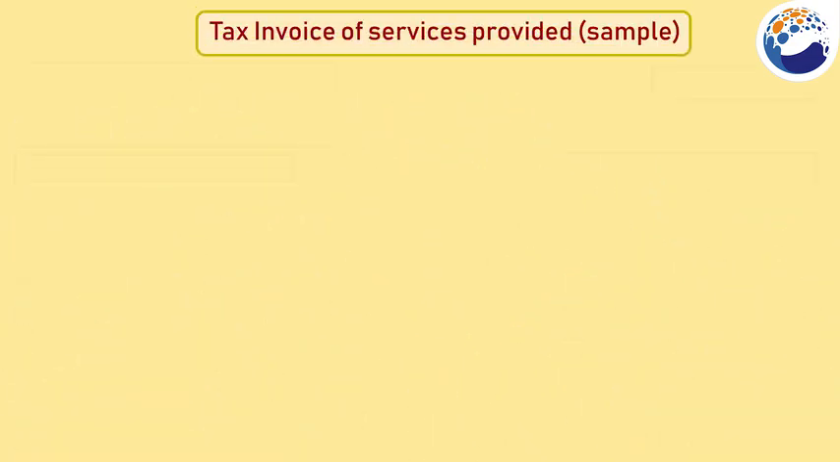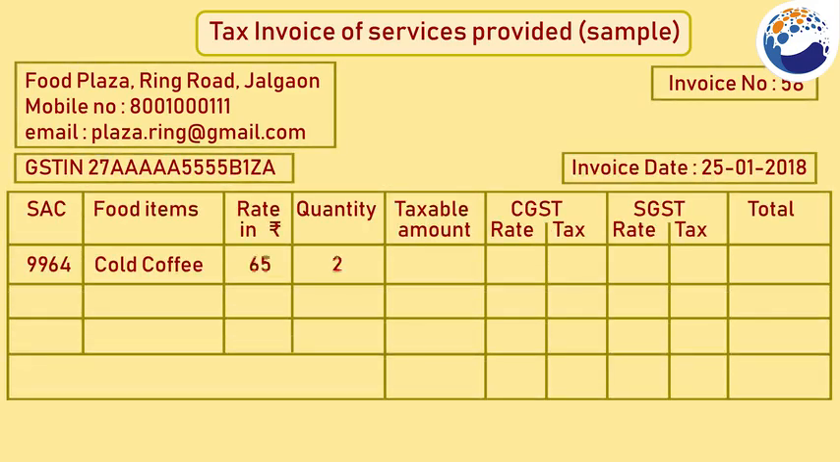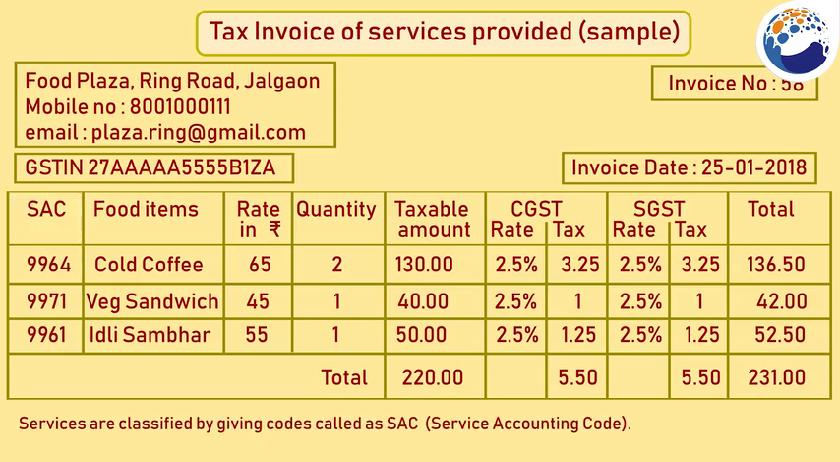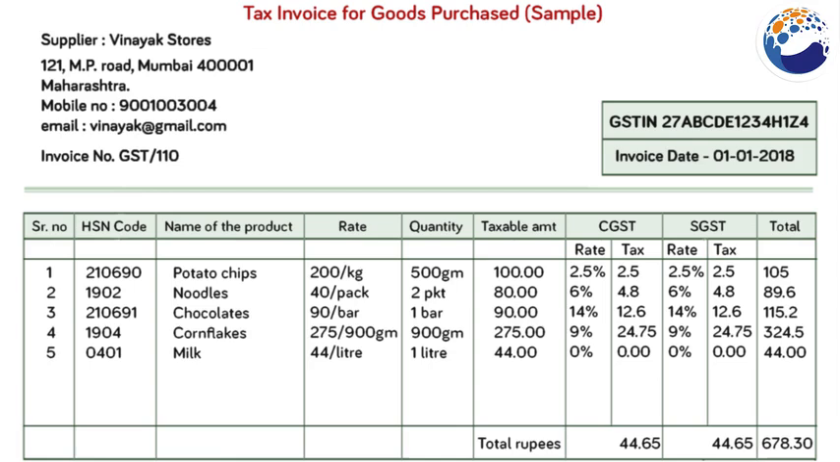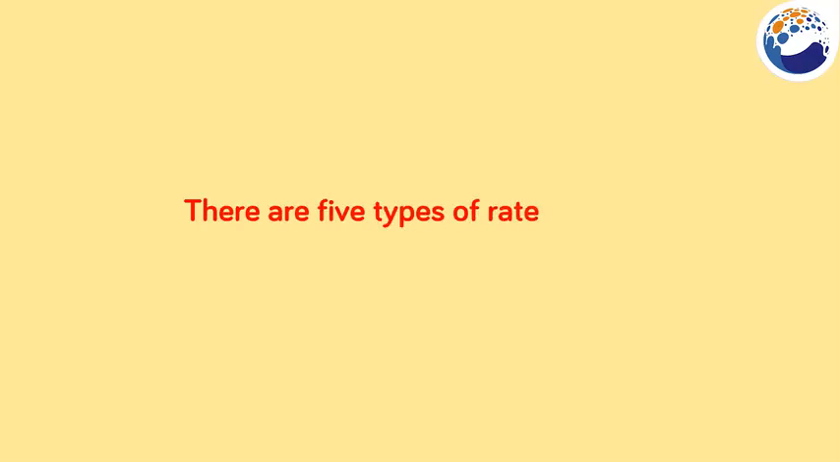Now we will see a sample of a tax invoice of services provided. Services are classified by giving codes called as SAC, Service Accounting Code. Remember, in the tax invoice for goods, there is HSN code, while in service invoice, there is SAC. There are 5 types of rates of GST.